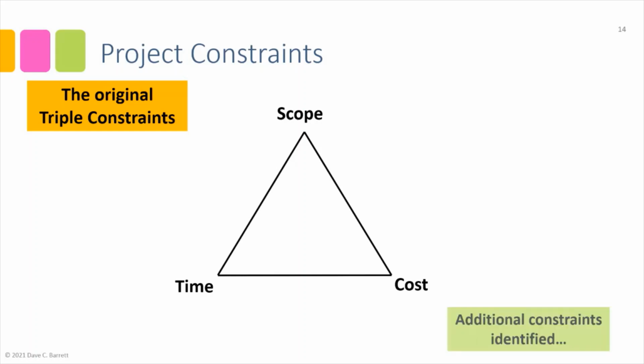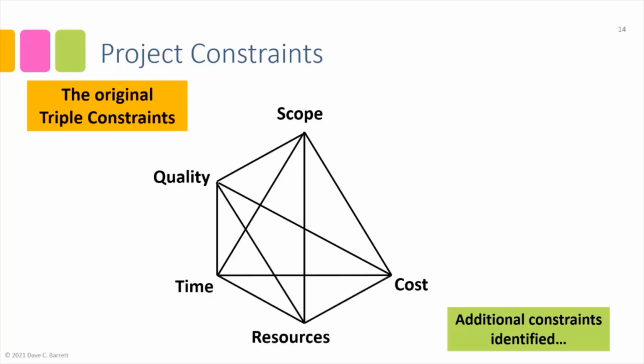Over time, there were additional constraints identified. As project management matured, there was a realization that it's not just these 3 things, there are other things. For example, the quality: not just what we want to produce, but how well it performs. That's another constraint, and it also is tied into the original 3. The higher the quality, the more time it may take, the more cost it may take, or if you want to produce something of utmost quality, you might not be able to do as much, which is the scope. So they're all tied in together.